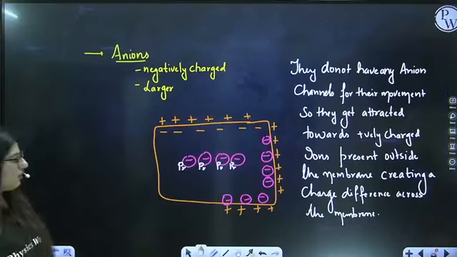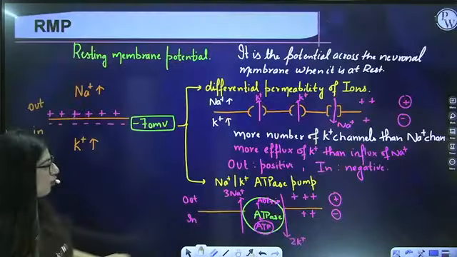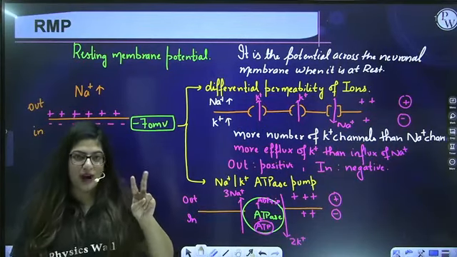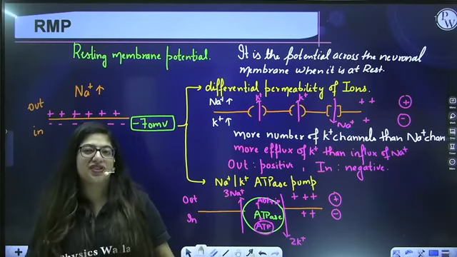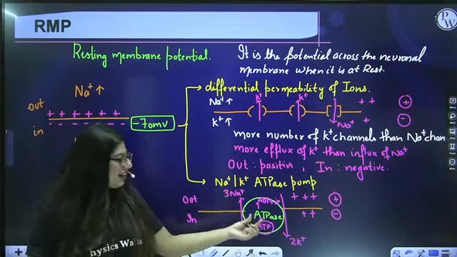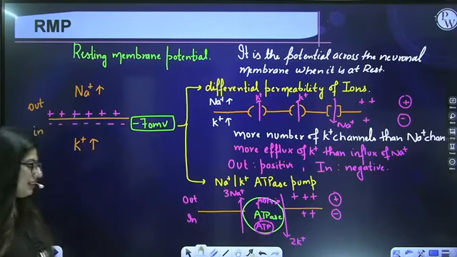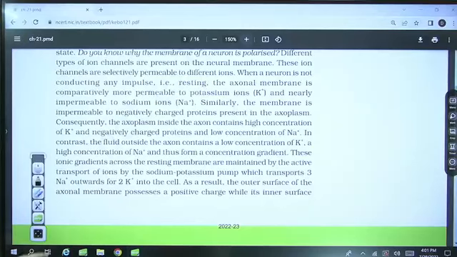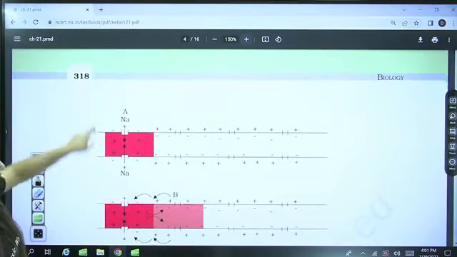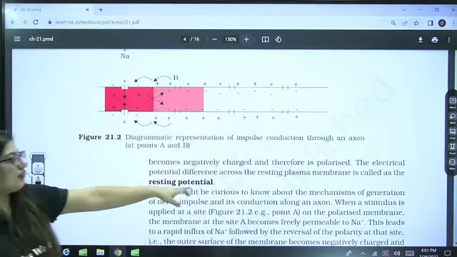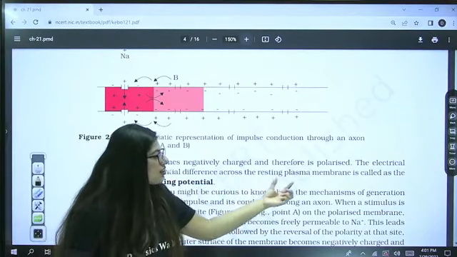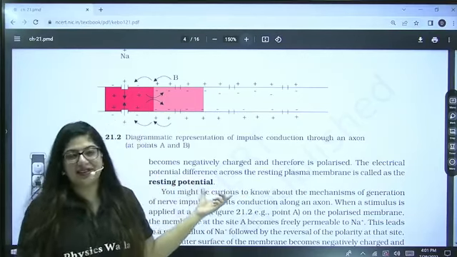So here we have discussed, and I have told you also, that whenever this pump works, it serves two purposes. One, it will definitely create negative charge inside. Second, it will make sure that sodium ion is higher outside and potassium ion is higher inside, right? Okay, next. While its inner surface becomes negatively charged, therefore it is polarized. The electrical potential difference across the resting membrane is called the resting potential, right?